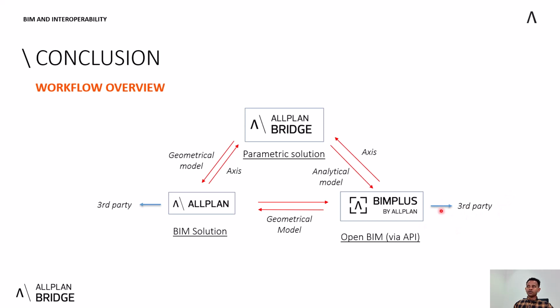Once you have that and you verify everything is okay, you can come back to Bridge. Maybe if you have to introduce a few changes, you can easily introduce them, because it's a parametric solution. Then from Allplan Bridge, you can export the geometrical model to Allplan, and in Allplan you could do further modeling, in regards to adding additional geometries, or adding additional information, so you could do attributing as well.